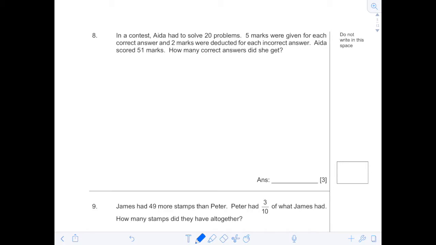In a contest, Ida had to solve 20 problems. 5 marks were given for each correct answer and 2 marks were deducted from each incorrect answer. Ida scored 51 marks. How many correct answers did she get?